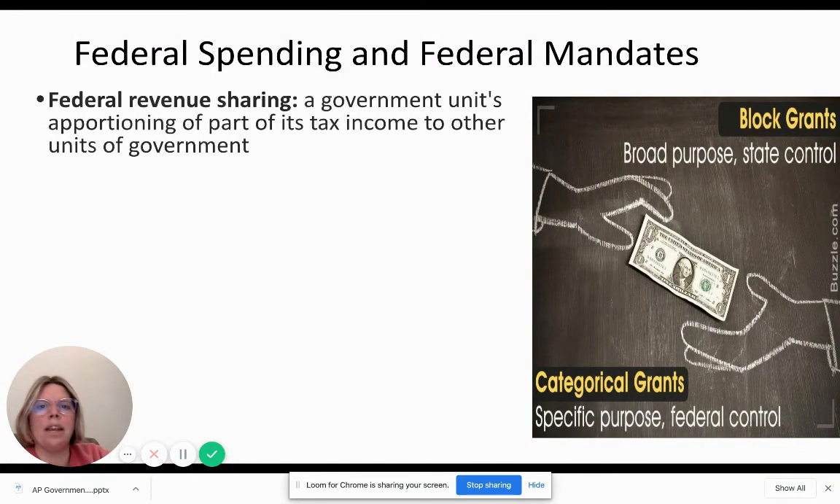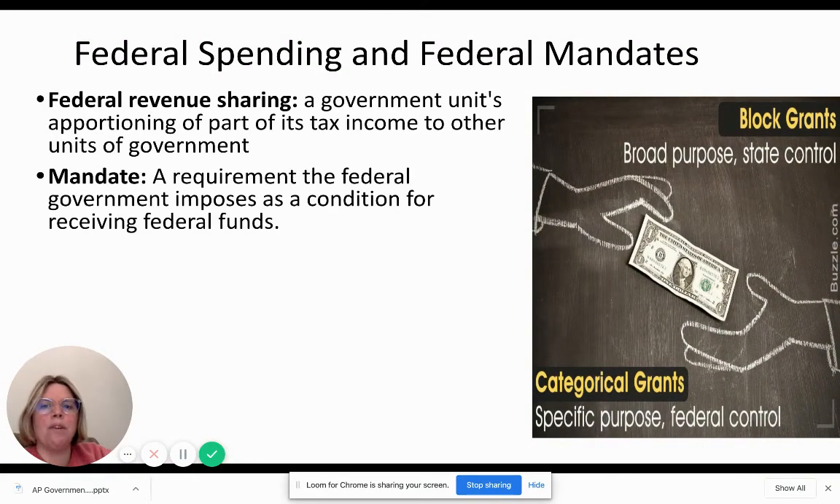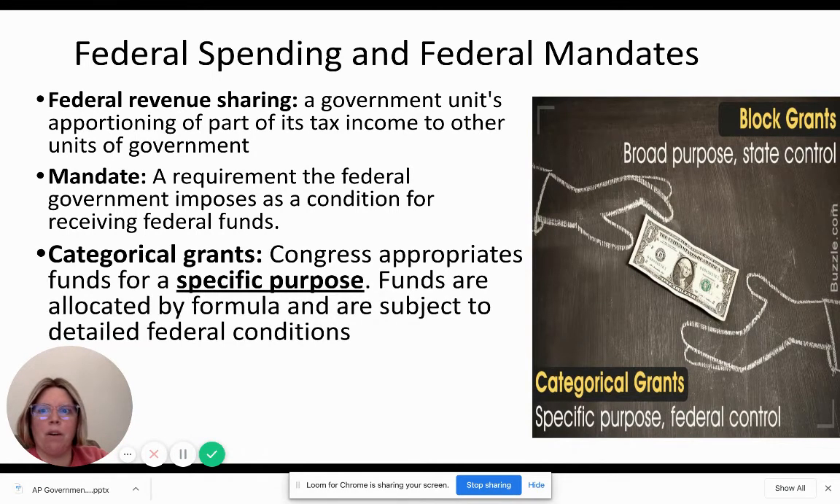Okay, federal spending and mandates. Federal revenue sharing was basically the old system where the federal government used to share revenue and tax earnings with the states. A mandate is basically a rule that the federal government puts on the states. It says you have to do this, or you're breaking federal law. States usually don't like mandates because they're being told what to do. They really don't like an unfunded mandate, because then you're not paying for it.